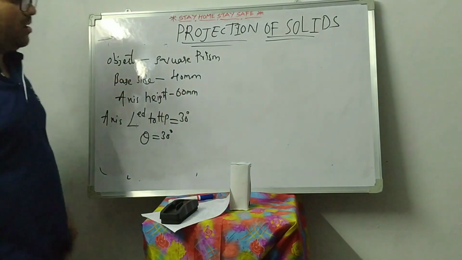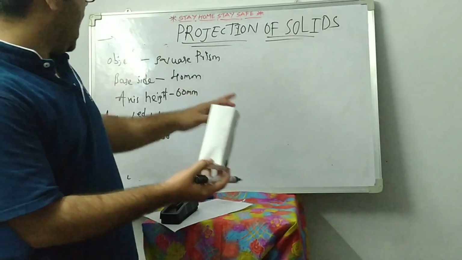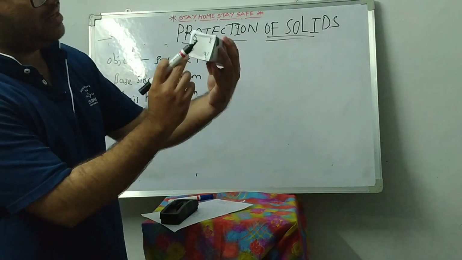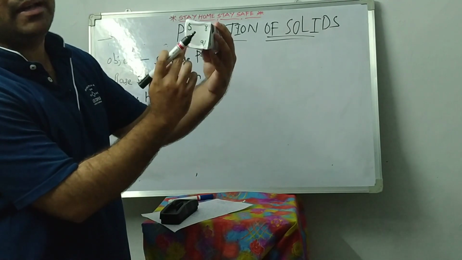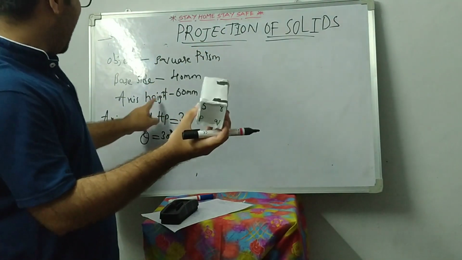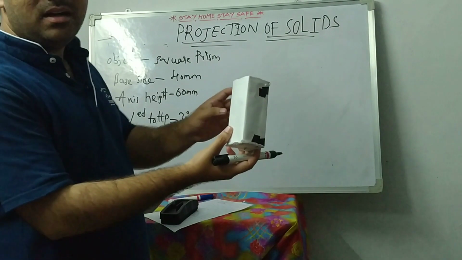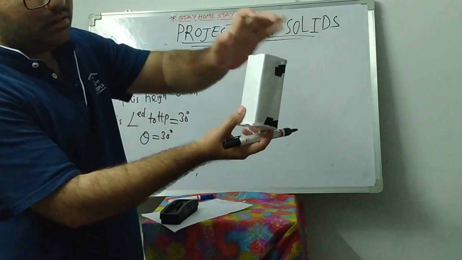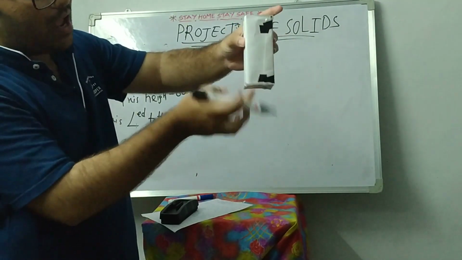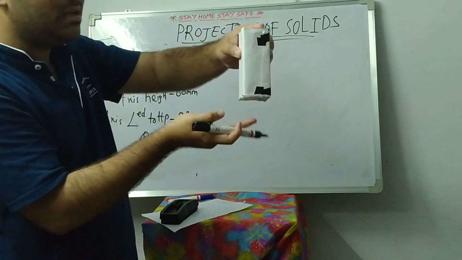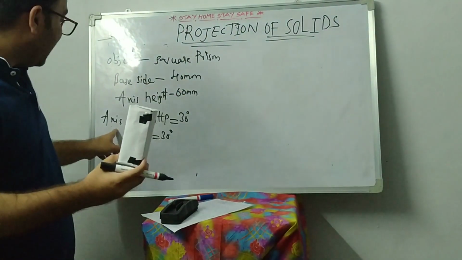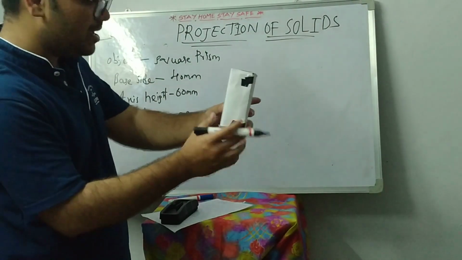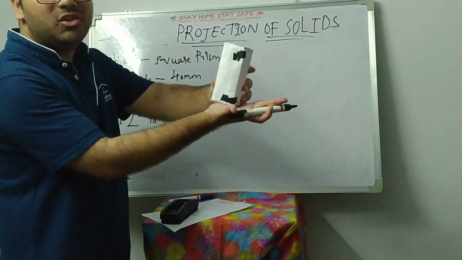So your object is a square prism having a base side of 40 mm. The axis height is given as 60 mm, but the axis should not be visible, so we have to imagine the axis. And apart from this, the axis is inclined to the HP.